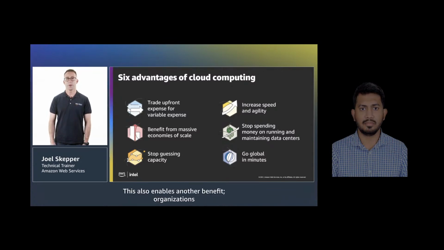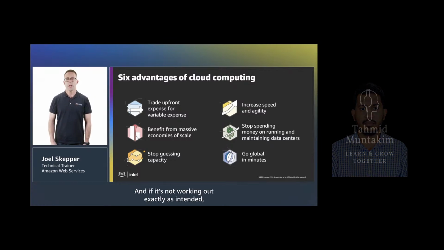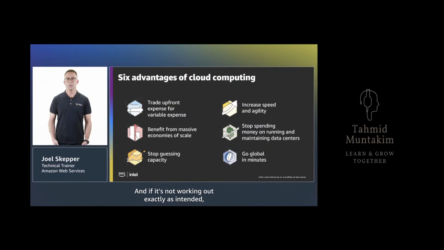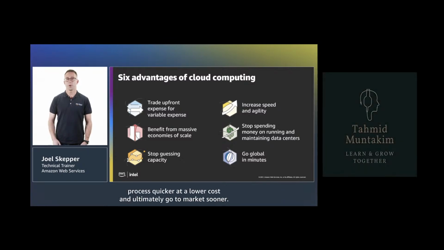This also enables another benefit. Organizations and teams can spin up a proof of concept, and if it's not working out exactly as intended, they can fail fast, so to speak, and stop using those resources right away. As a result, organizations can iterate their development process quicker, at a lower cost, and ultimately go to market sooner.